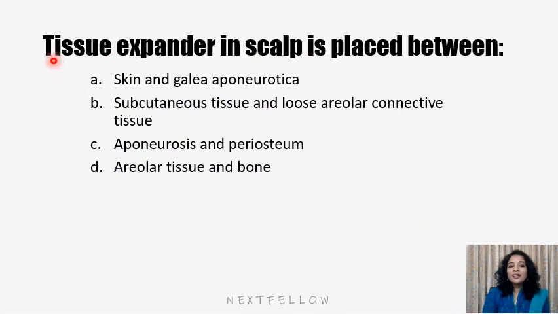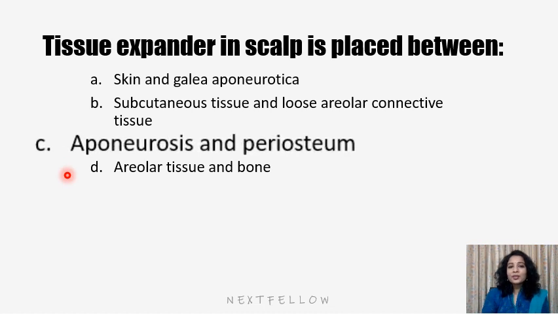The next question: tissue expander in the scalp is placed between what? I hope you can answer this question. It is placed between aponeurosis and periosteum. So the plane of dissection or plane of cleavage is the loose areolar tissue. It is a relatively avascular plane, and also it is the site for tissue expander, because the other three layers are tightly adherent, forming the scalp proper.